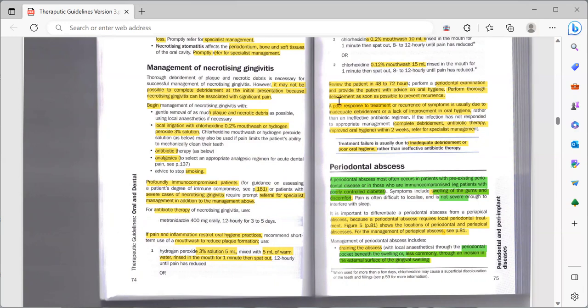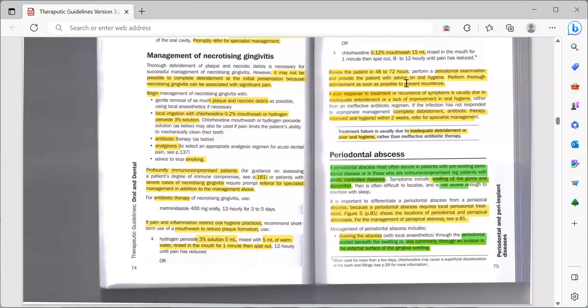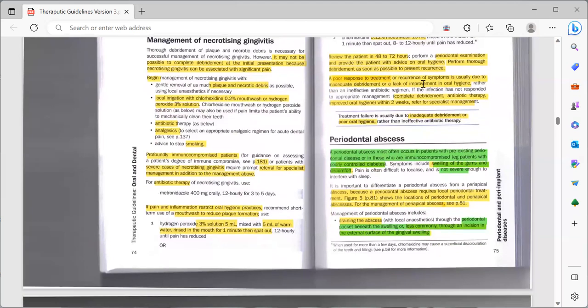And perform thorough debridement as soon as possible to prevent recurrence. Here the patient was in pain, so we were not able to provide complete debridement, but on the second appointment you would try your best to complete the debridement to prevent any recurrence.